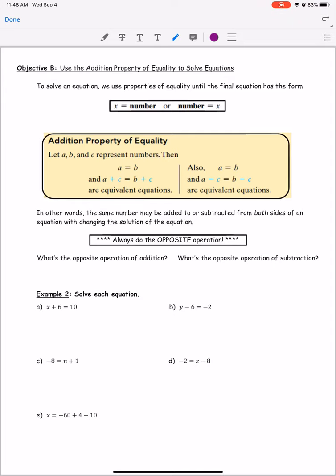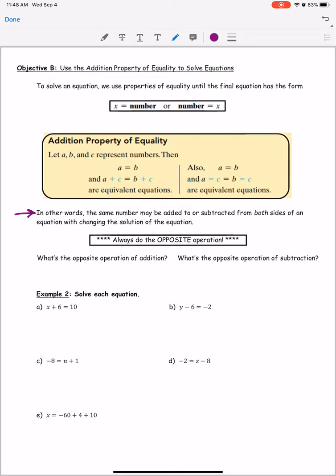As long as you do something to both sides of the equation, think of it like a scale, right? If you add 5 pounds to one side to keep that balance, you have to add 5 pounds to the other side, or vice versa. If you subtract 5 pounds from one side of a scale, you've got to subtract 5 from the other side. Same concept. Whatever I do to one side of the equation, I have to do to the other. And so even though this says addition property of equality, that still is subtraction as well. So this works for both.